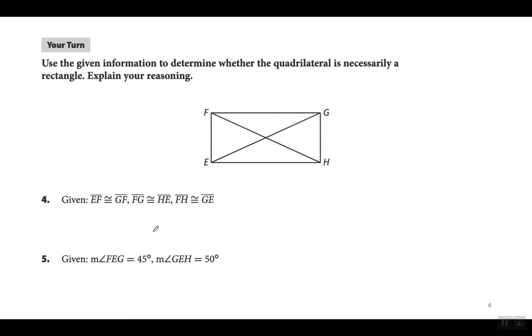All right, number 5. Given that the measure of angle FEG is 45 degrees and the measure of angle GEH is 50 degrees, can we confirm that this is a rectangle? All right, can we confirm just with that information that this is a rectangle?